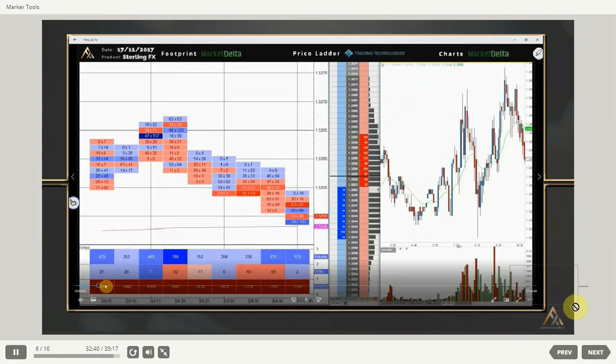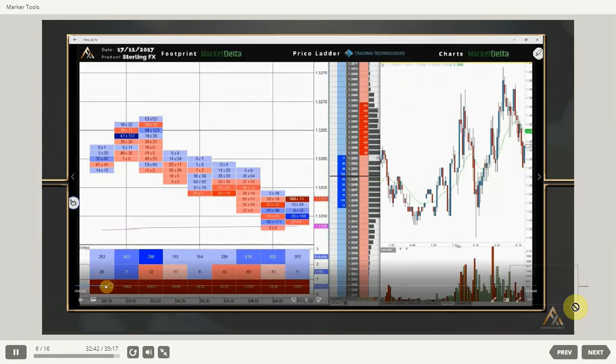So what you're going to see here now is, the cable is sitting in a relatively sideways range. Note, nothing going on. Okay, really low volume, nice light colors, zero change in the delta. We do, however, have a negative delta on the day, but prices are sitting quite close to the high of the day, which is quite fascinating.